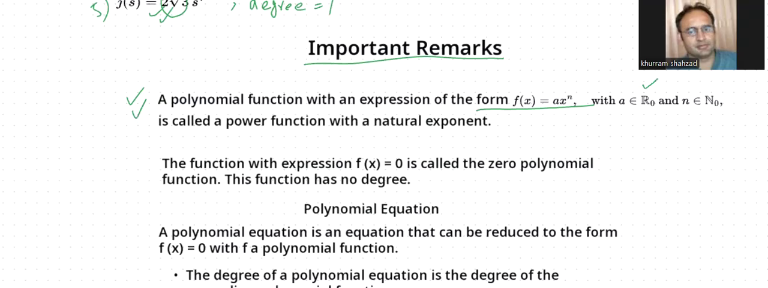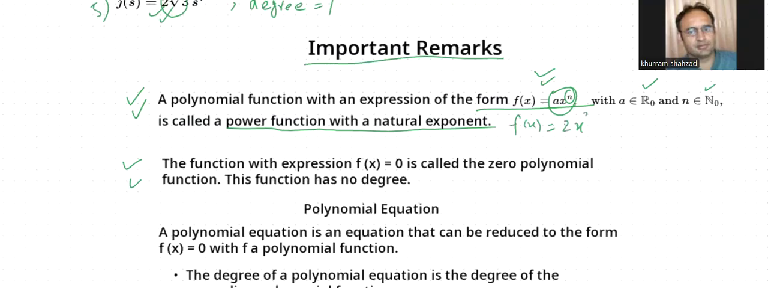So this function f of x is equal to ax raised to power n, where n belongs to the set of natural numbers. This also excludes zero. This is called the power function. This f of x is called power function with a natural exponent. So this natural number is the exponent. I'm just going back to give an example. This is an example of a power function.